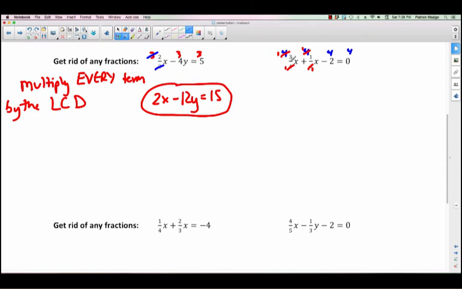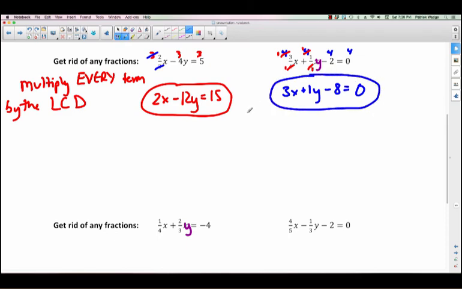We have 1 times 3, which is 3x. 1 times 1, which is 1. X. Oh, whoops, this should be a y here. I'm really sorry. This should be a y. And so should this one. I realized I forgot that. Okay, so this should actually be 1y minus 4 times 2 is 8 equals 4 times 0 is 0. We're done. We got rid of all the fractions by multiplying by the lowest common denominator.